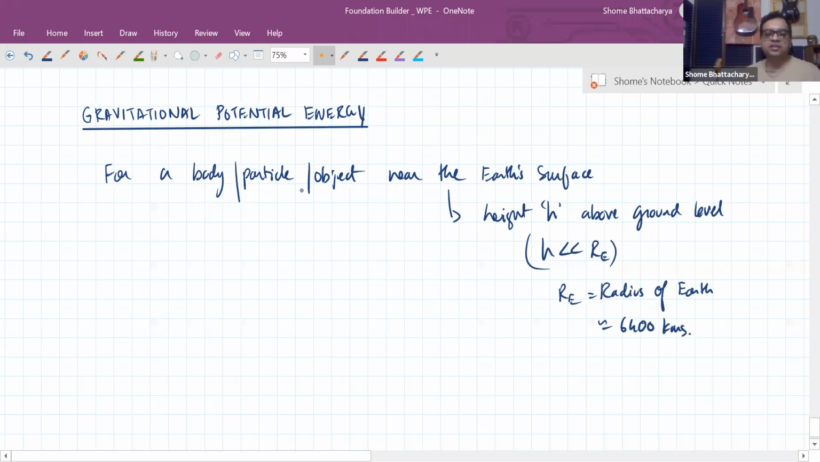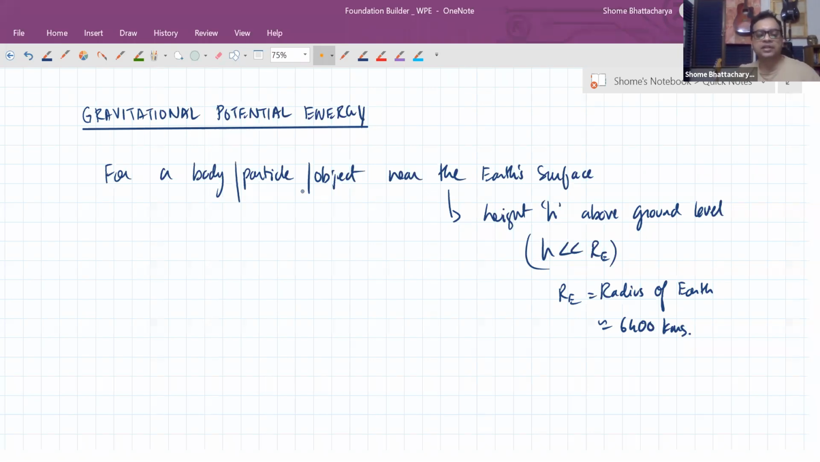So in this particular section, we are talking about a situation where we are not taking a body to a height of, let's say, hundreds of kilometers or thousands of kilometers, only a few meters or at best a few kilometers, so that the value of its height from the surface of the Earth is negligible or very small compared to the radius of the Earth. When the height is comparable to the radius of the Earth, we have to use a different type of formula, which you will learn in a different chapter called gravitation.